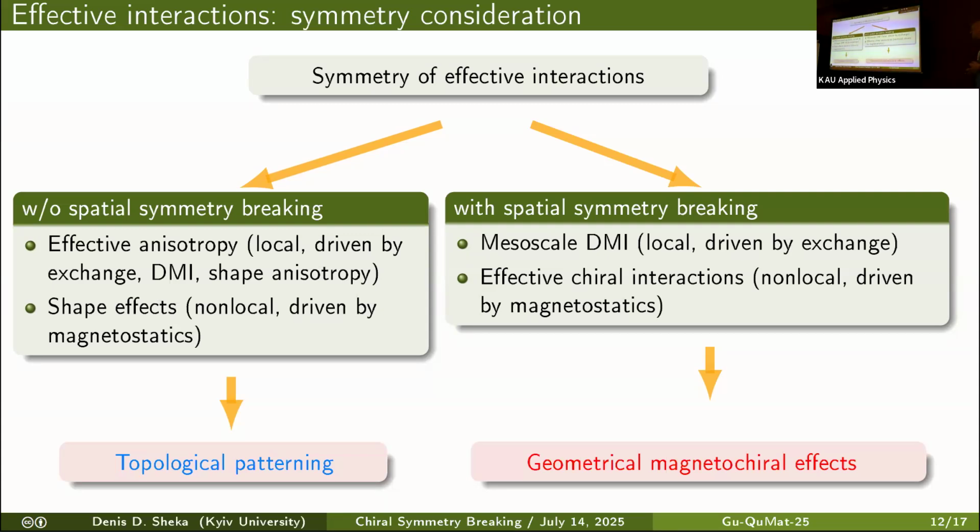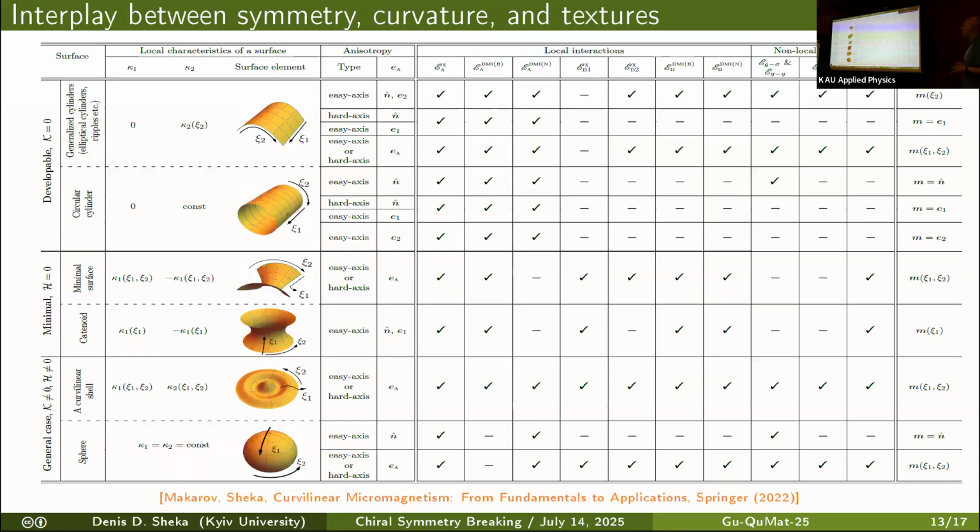But if these effective interactions break the spatial symmetry, they produce chiral effects. Again, they can be local, driven, for example, by exchange, resulting in this mesoscale Dzyaloshinskii-Moriya interaction, or they can be non-local, driven by magnetostatics. All of them produce geometrical magnetic chiral effects. Now we'll speak about these different interactions.